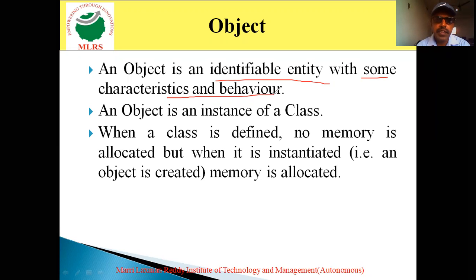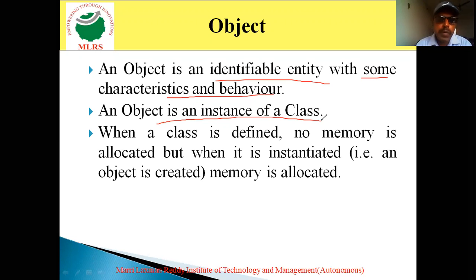So definitely again here, switch is nothing but the object. Likewise, the object is nothing but a real world entity or identifiable entity with some characteristics and behavior which are going to perform some operation. In another way, you can also define an object as an instance of a class. Object is an instance of a class.